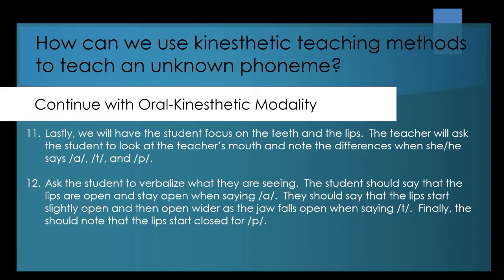Lastly, we'll have the student focus on the teeth and the lips. The teacher will ask the student to look at the teacher's mouth and note the differences when he or she is saying the sounds of ah, t, and p. Ask the student to verbalize what they're seeing. The student should say that the lips are open and stay open when we're saying ah. They should say that the lips start slightly open and then open wider as the jaw falls open when saying t. And finally, the student should note that the lips start closed for p.